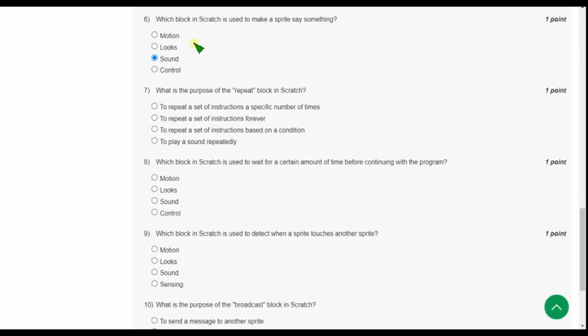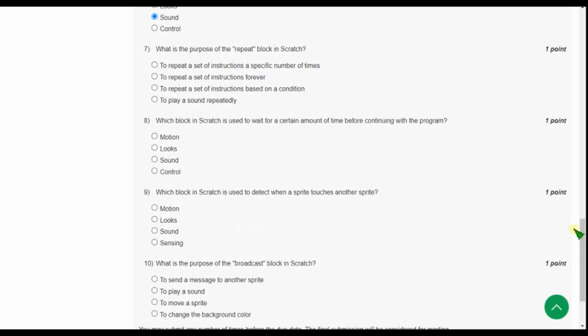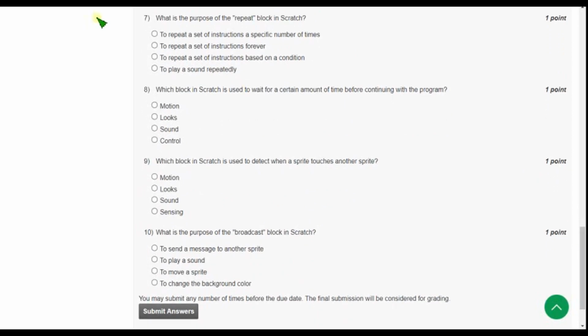Now let's move on to the seventh question, guys. Seventh one. What is the purpose of the repeat block in Scratch? So for seventh question, the correct answer is first option, to repeat a set of instructions a specific number of times. That can be 2 times, 3 times or so on.